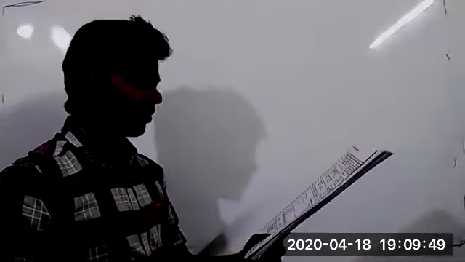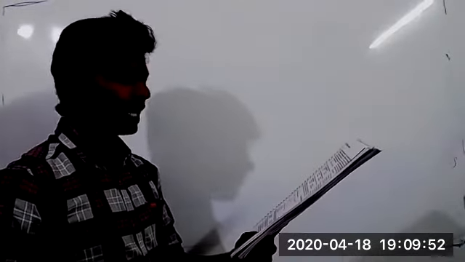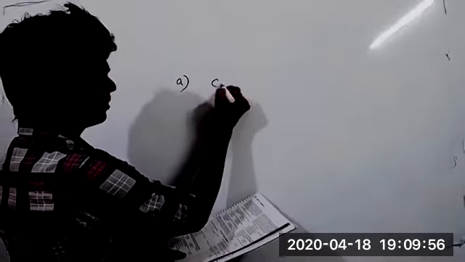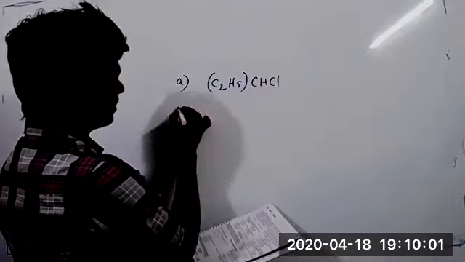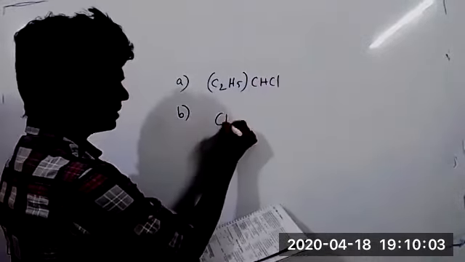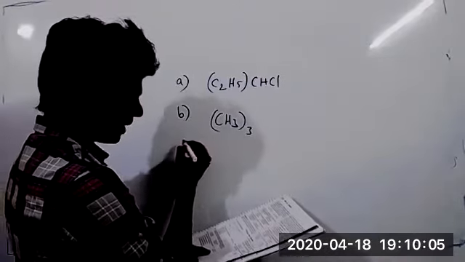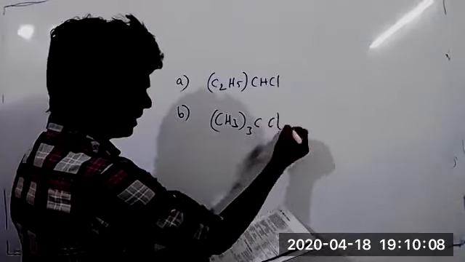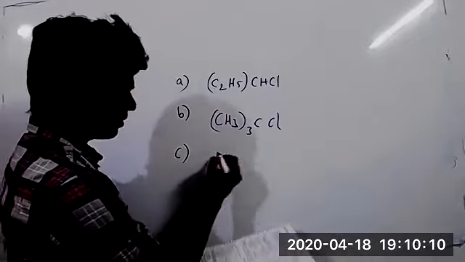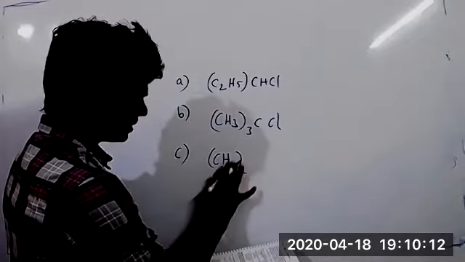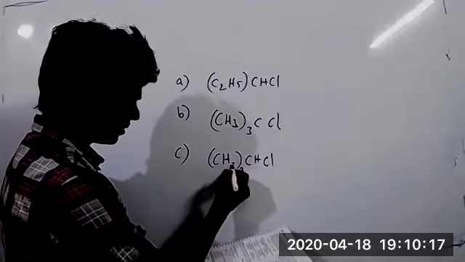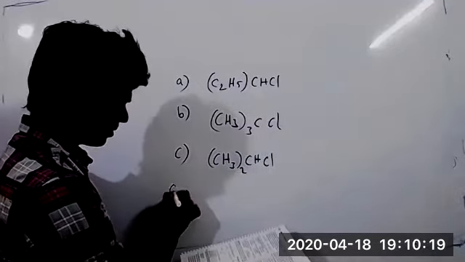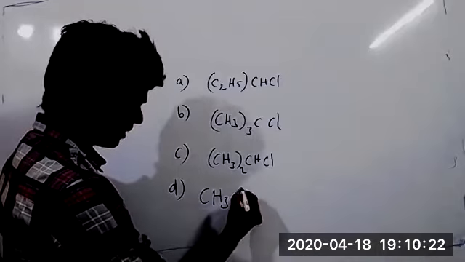The organic chloro compound which shows complete stereochemical inversion during an SN2 reaction is: option A, C2H5 CHCl; option B, CH3, C2H5, CCl; option C, CH3 twice, CHCl; option D, CH3Cl.